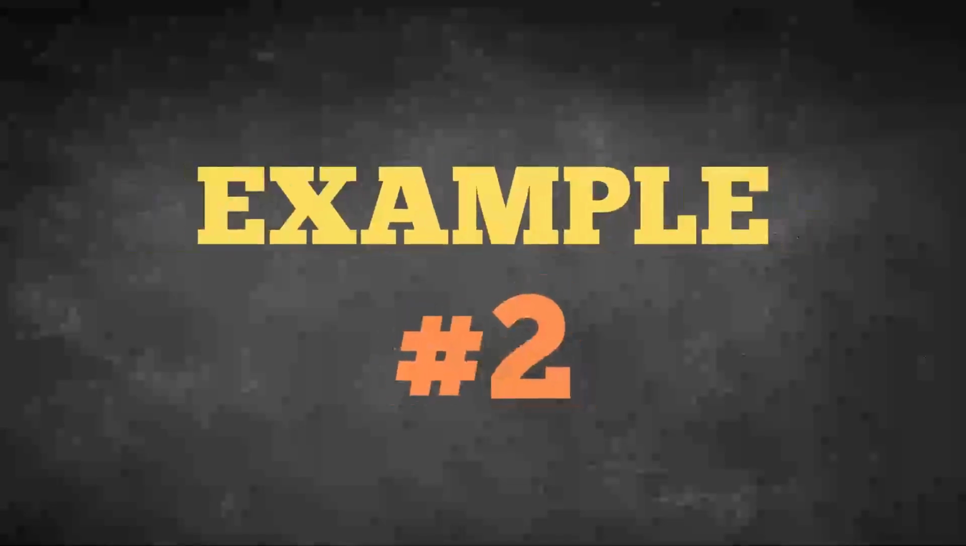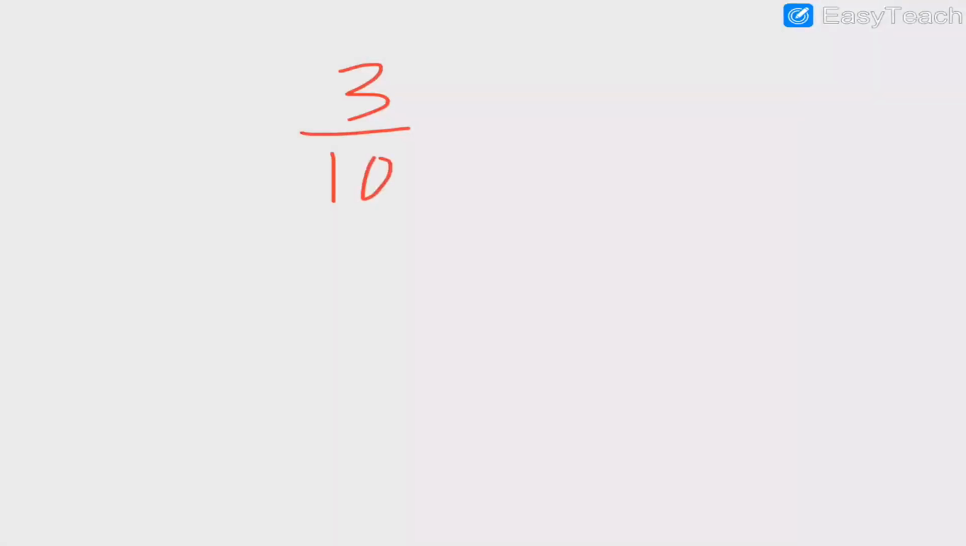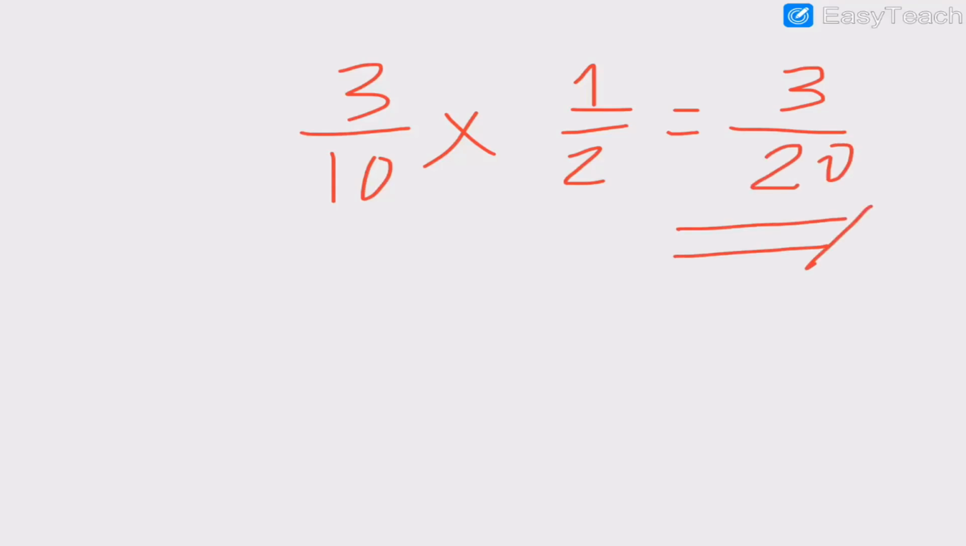Next, let's try 3 tenths multiplied by 1/2. Numerator to numerator, denominator to denominator. 3 times 1 is 3. 10 times 2 is 20. That will be the final answer.